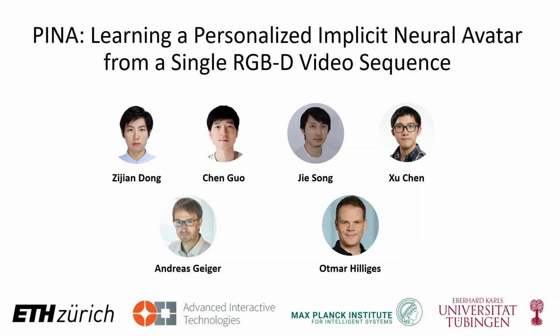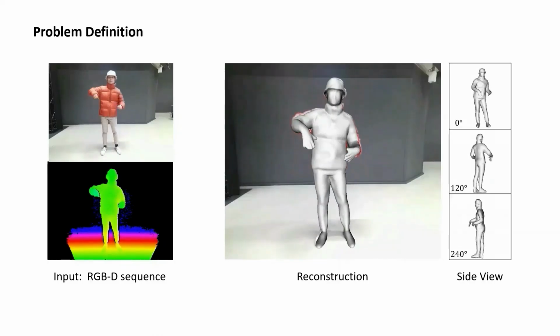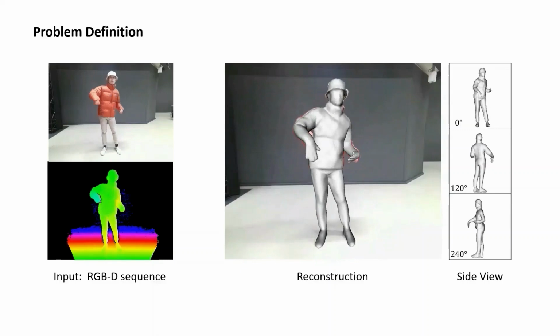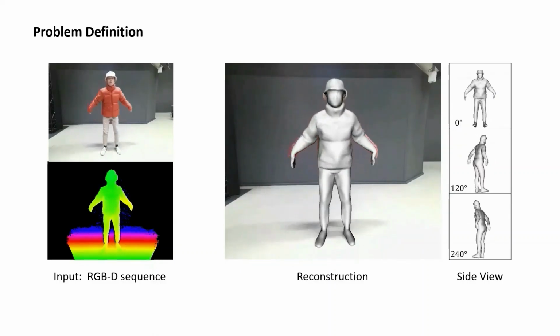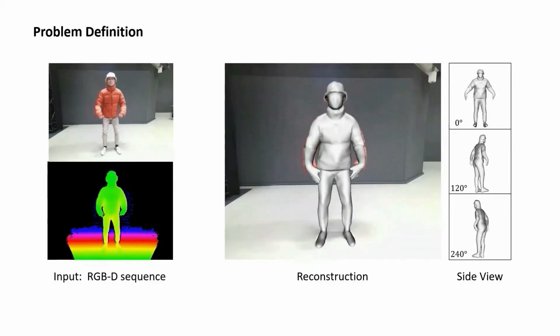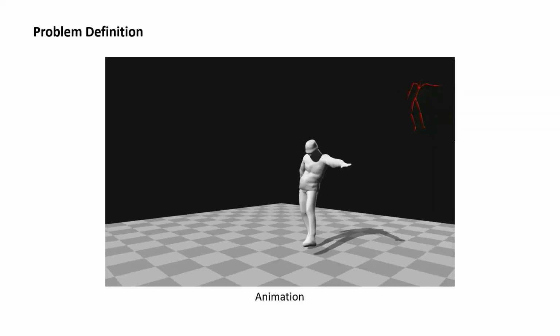We present PINA, a method for learning a personalized implicit neural avatar from a single RGB-D video sequence. Our input is a single RGB-D sequence. From this sequence, we learn continuous implicit shape and skinning fields to create a detailed and personalized virtual copy for non-expert users. The final avatar can be animated with realistic clothing deformations.